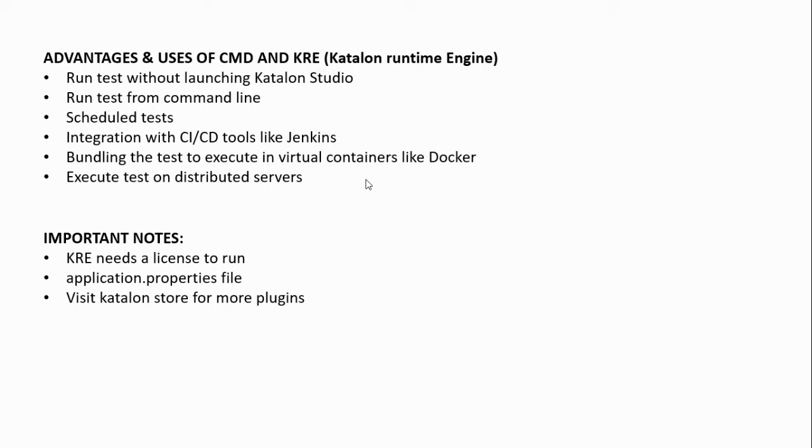To run from the command line, you will require a KRE, that is Katalon Runtime Engine, and that needs to have a license. Without a KRE license, you cannot run from CMD using the runtime engine. Other important things are like the application.properties file, and please try and visit the Katalon Store for more exciting plugins over there. So I will quickly show you the application.properties file, where it is located and what the importance of it is.